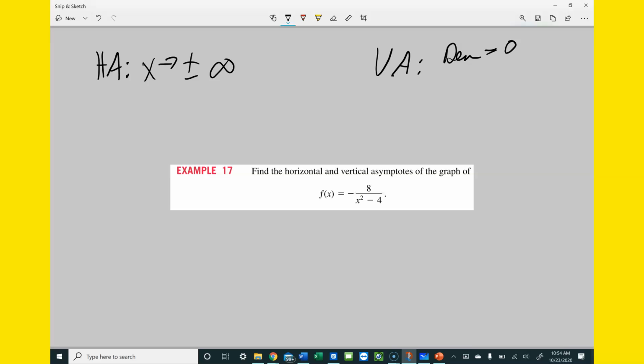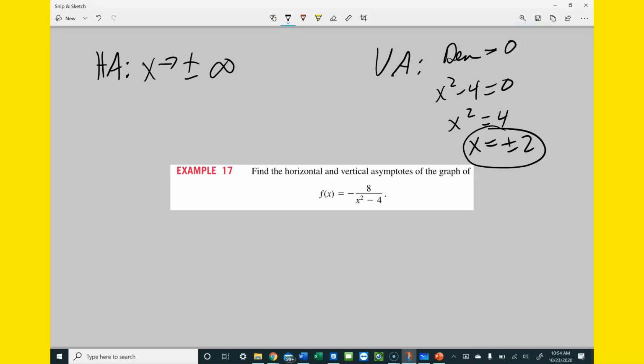So in this case, if we solve that denominator, we would get that the denominator equals 0 when x is positive and negative 2. So those would be the equations of our vertical asymptotes. We have a vertical asymptote at x equals 2 and another one at x equals negative 2.